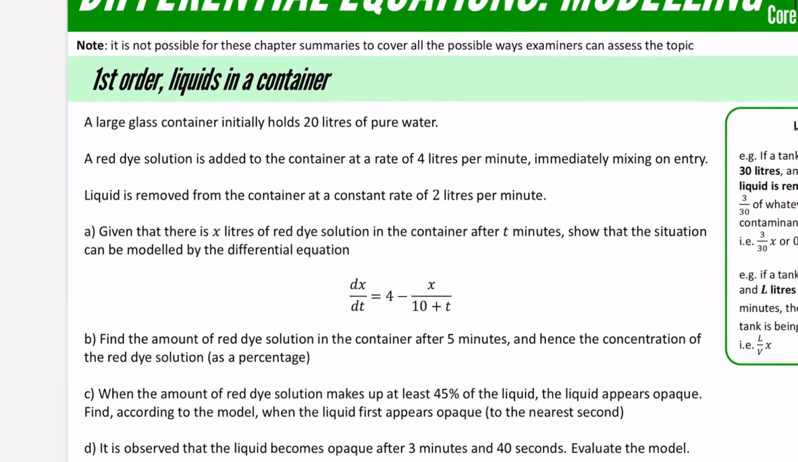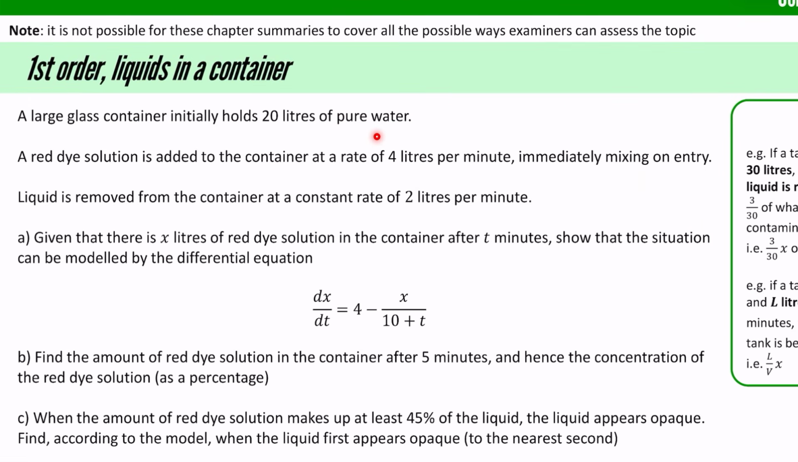It says that a large glass container initially holds 20 litres of pure water. A red dye solution is added to the container at a rate of 4 litres per minute, immediately mixing on entry, and liquid is removed from the container at a constant rate of 2 litres per minute. So we've got red dye solution being added in and immediately mixing with the water, and then that mixed liquid is being removed at a constant rate of 2 litres per minute.